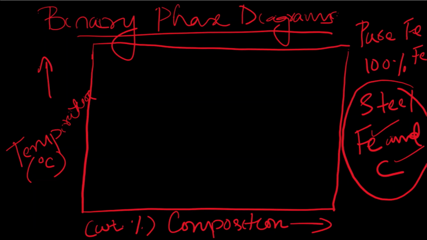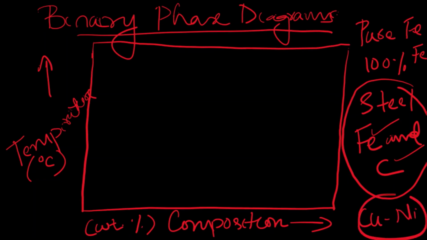So similarly, we can take copper, nickel. They are also two component system. Okay, so these are called binary phase diagrams. So in binary phase diagrams, you need to study some phase diagrams. For example, you need to study copper nickel phase diagram. Questions can be expected from copper nickel phase diagram.